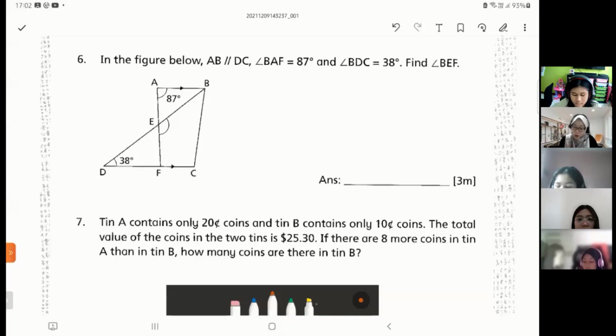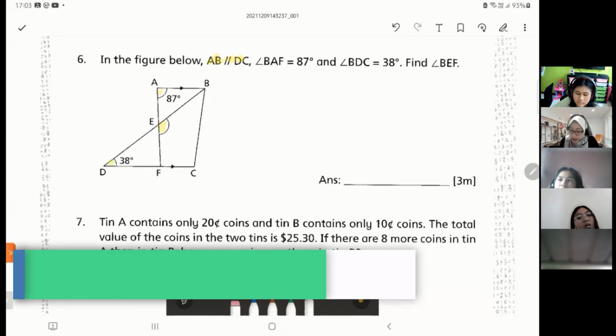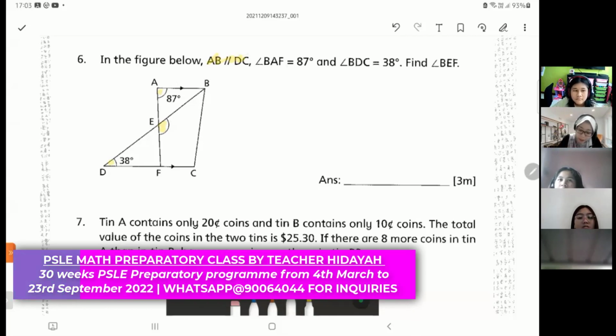Okay, in the figure below, AB is parallel to DC. Angle BAF is 87 degrees, which is this one. BDC is 38 degrees, which is this one. Find angle BEF, this yellow colored one. Okay, I like it when they say there are parallel lines because there are many rules which I can use with parallel lines, okay? So let's look at the parallel line. AB is parallel to DC.